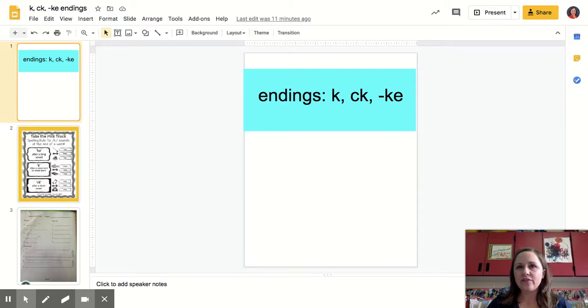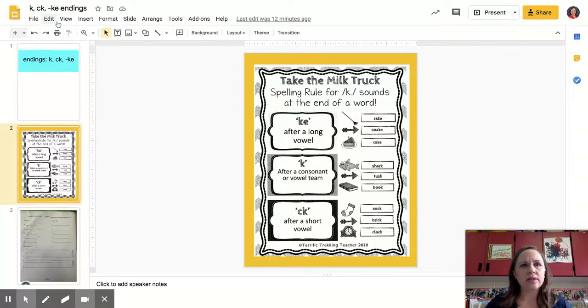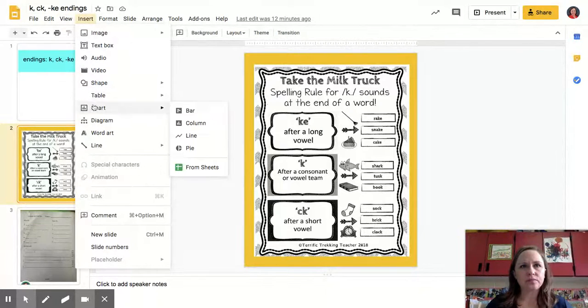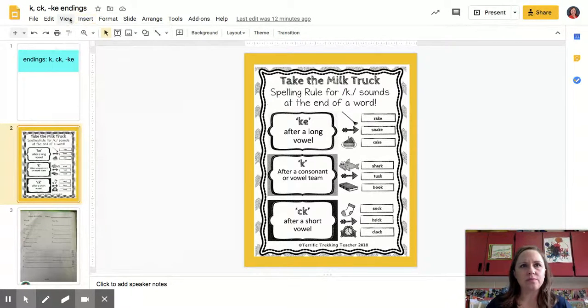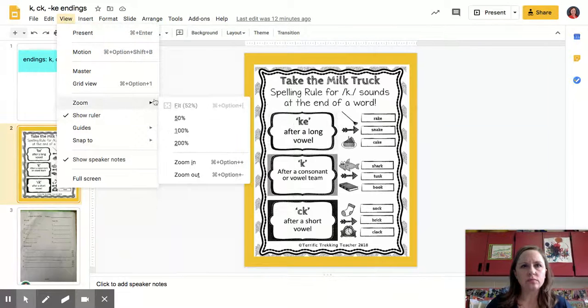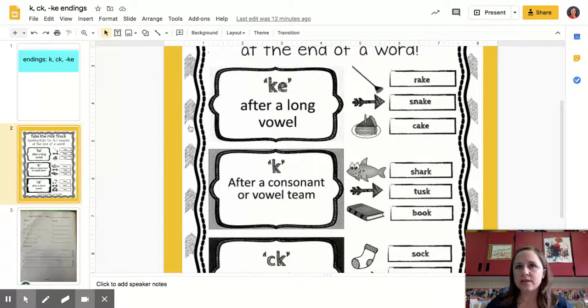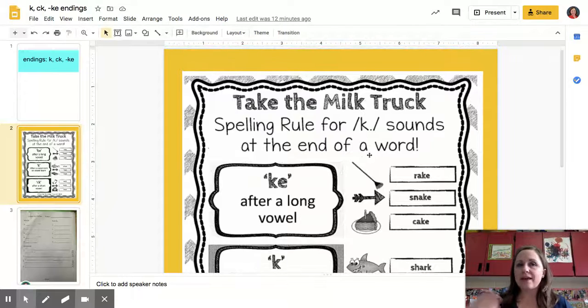This week we are focusing on words that end in the k sound. It can be spelled in three different ways: K, CK, and KE, and that's what we're working on this week. So let's take a look. I'm going to zoom in a bit at this poster that is on the presentation that I have shared with you.